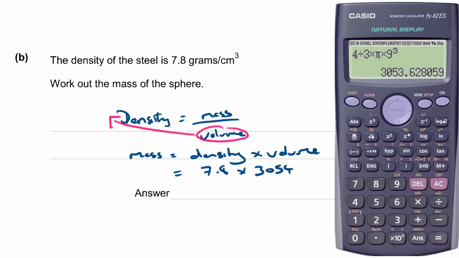Now I've still got the stored calculator value on my calculator, so I'm just going to carry on using that. So I'm going to take the answer and I'm going to times it by 7.8. And that gives me 23,818.